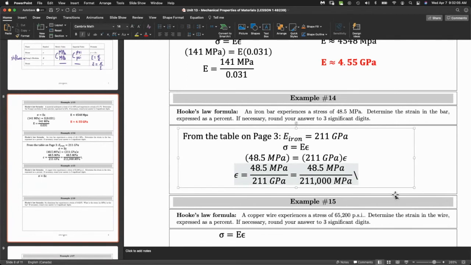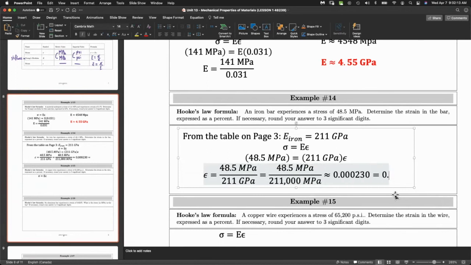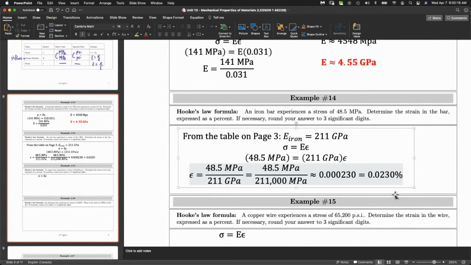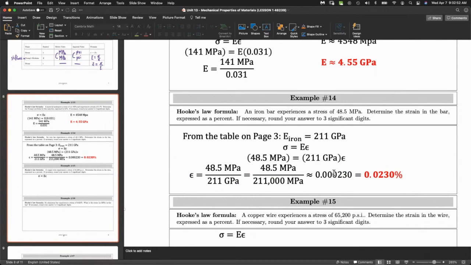So if you evaluate that on your calculator, sorry, that's what I got, which as a percentage is that. All right, I think we're going to move on to the next one.